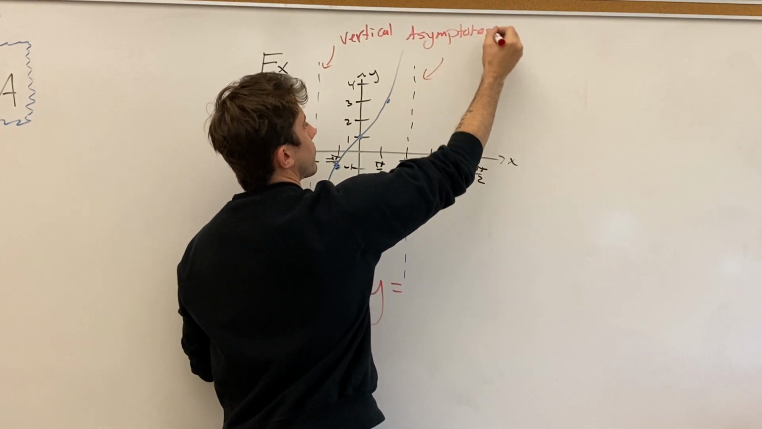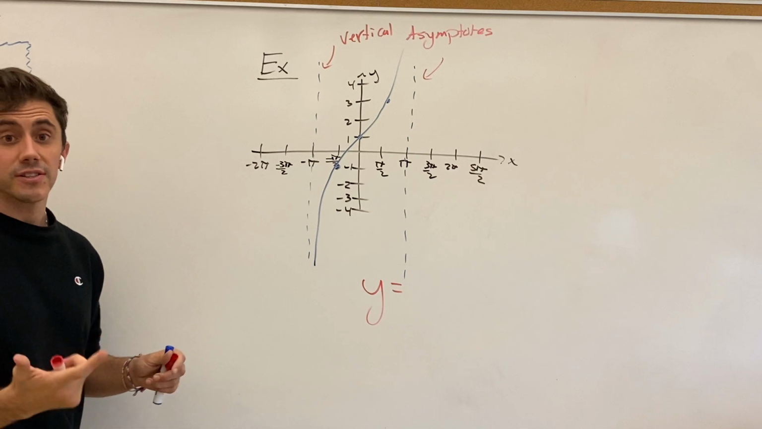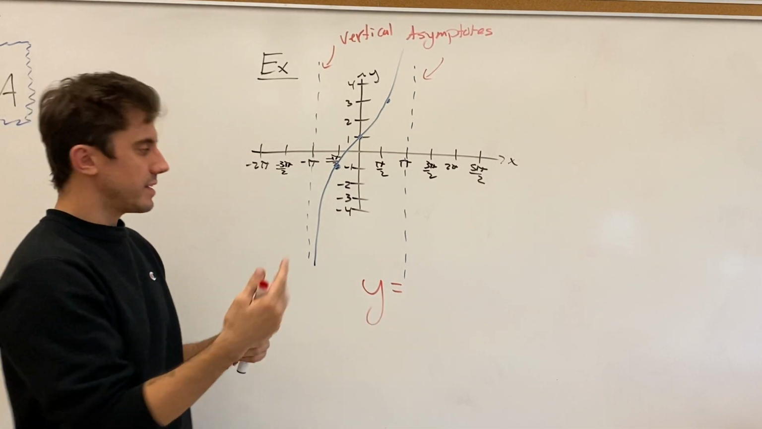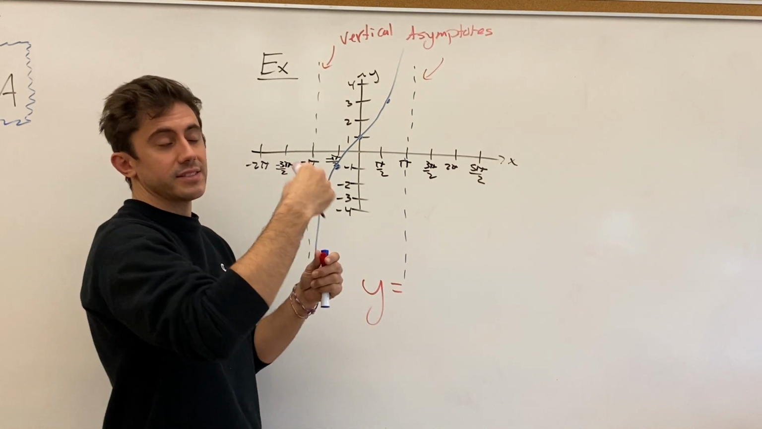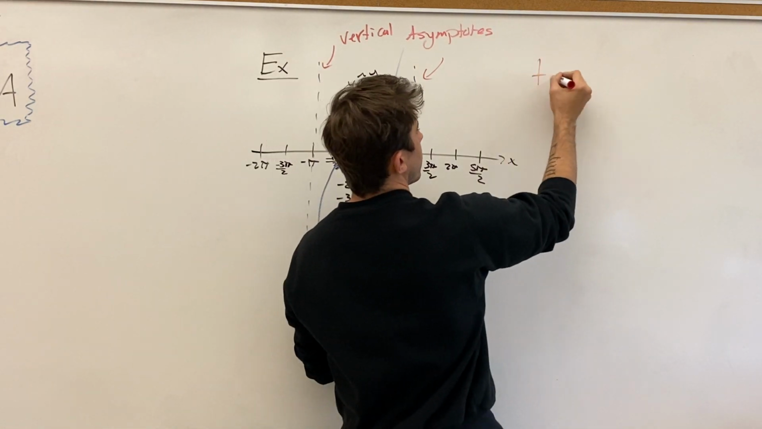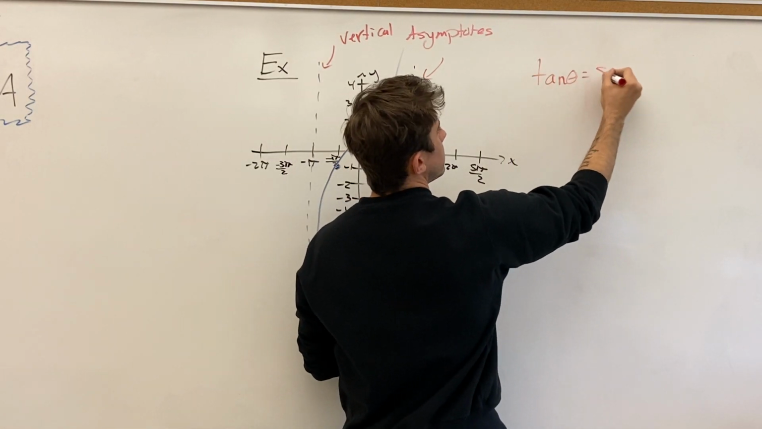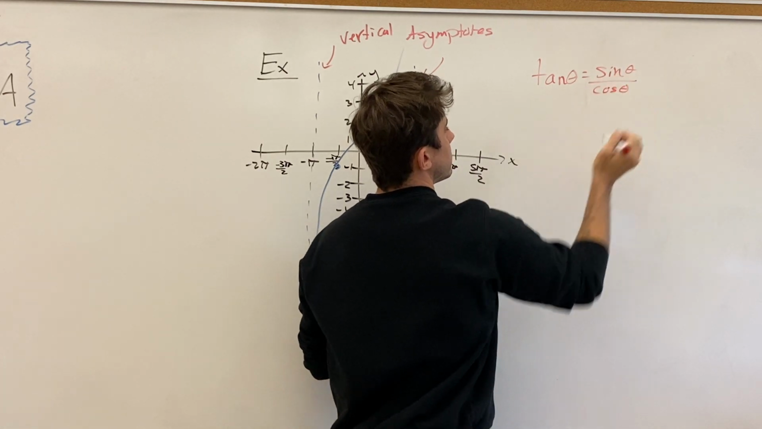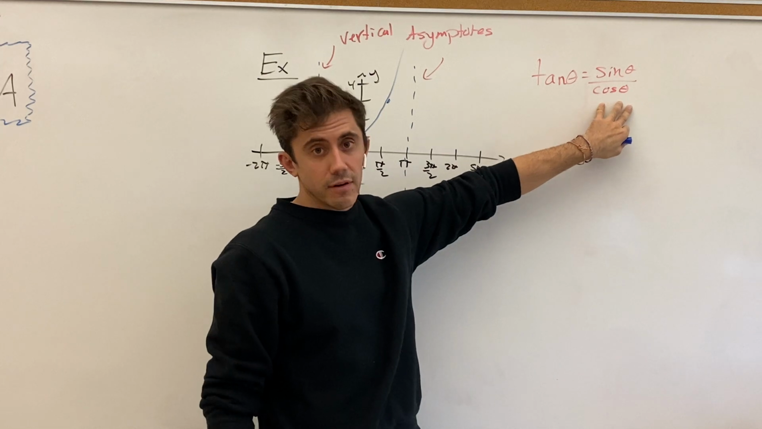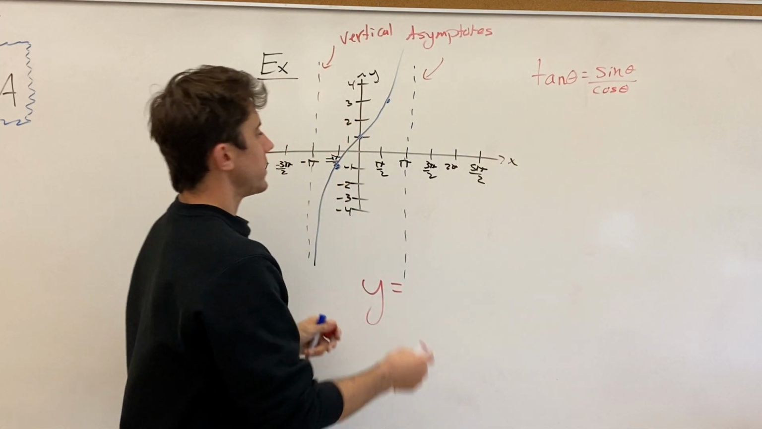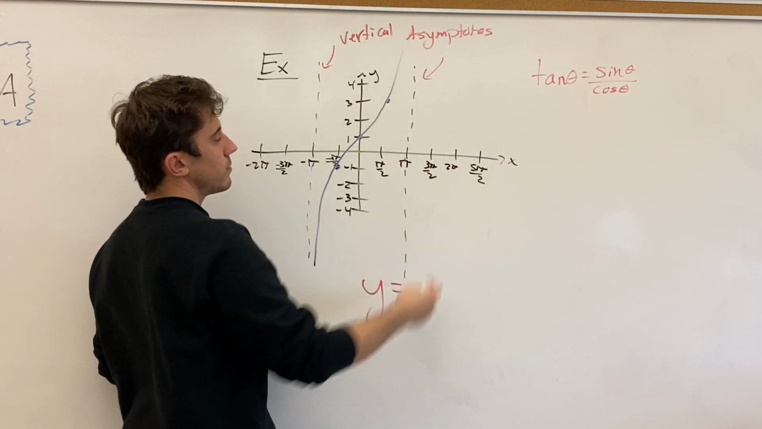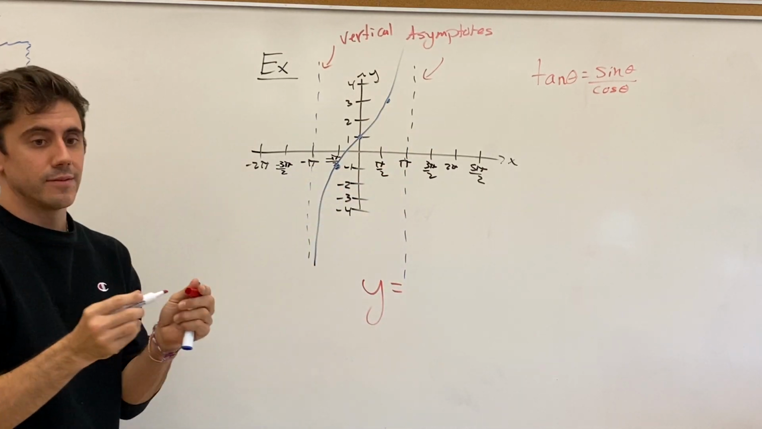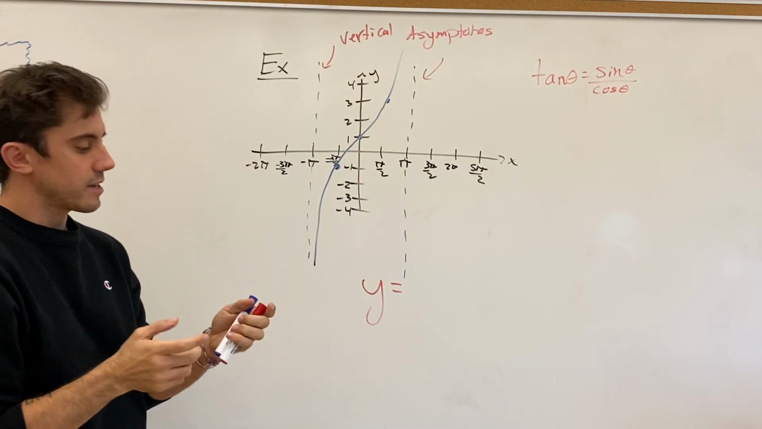And those are precisely when our function is undefined, which is to say when we're dividing by zero because of the tan function, because of tan being sine over cos. I'll remind you that tan of theta is sine theta over cos theta. And so whenever cos theta takes on the value of zero, which it does from time to time, we get an undefined function which produces a vertical asymptote at those specific values of theta, or x in this case.